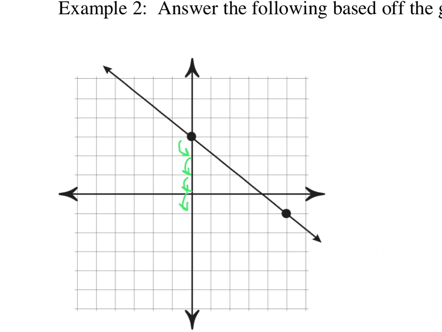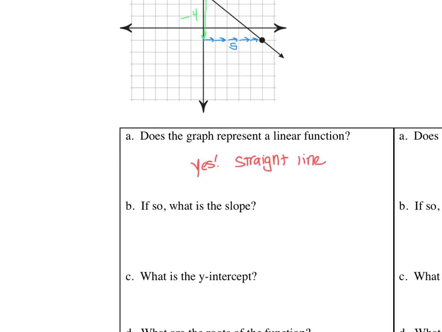Let me grab my eraser. I go down 4, so that's a negative 4. And now I need to figure out how much I'm running. I run 1, I run 2, I run 3, I run 4, I run 5. I go to the right 5. So my slope is negative 4 over 5.